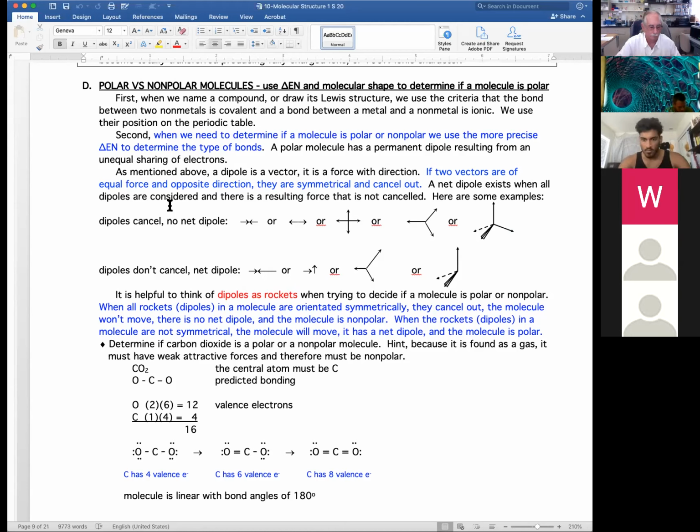Excuse me, Professor. When you say they're rockets, are they all pointed towards the center? It doesn't matter. Whether the rockets are going this way or that way, it doesn't matter. If they're the same and they're rockets, it's going to move.